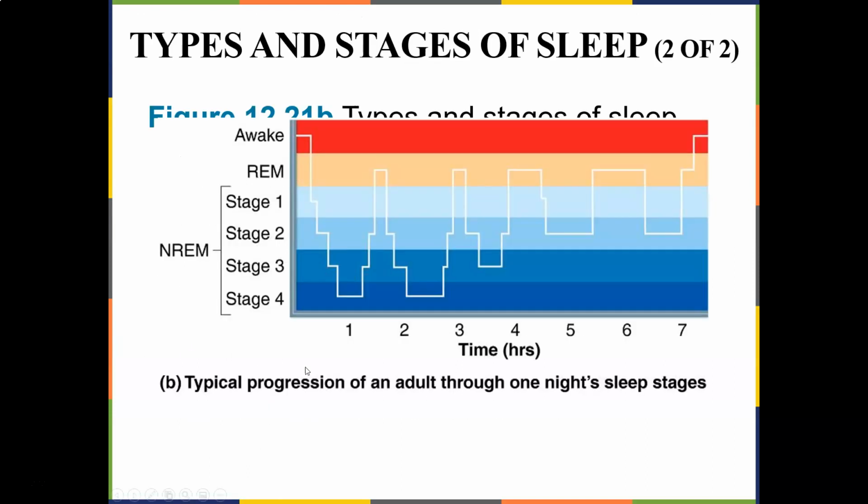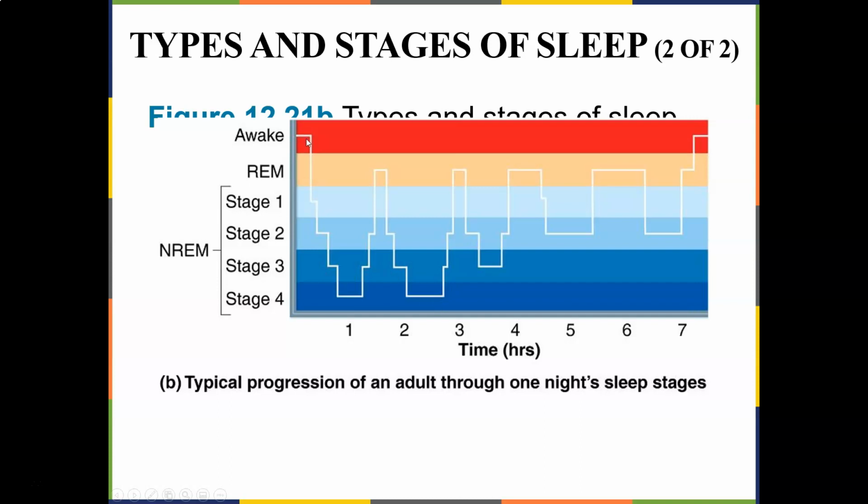So here's a typical progression of an adult through a night's sleep. Stage 1, awake. You could go into REM. Stage 1, Stage 2, Stage 3, Stage 4, non-REM, and then REM. And you're going through these back and forth, back and forth.